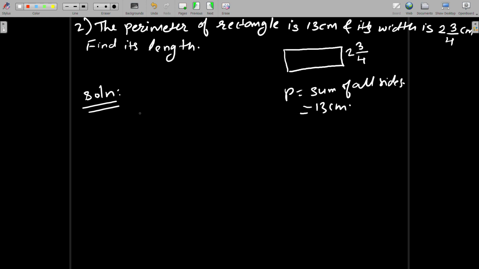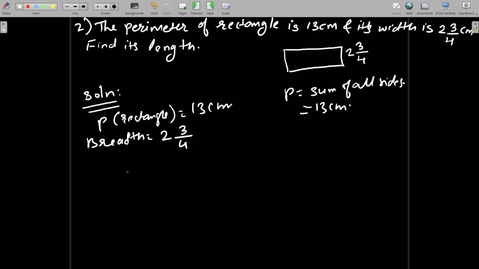So we will say that the perimeter of the rectangle is equal to 13 centimeter. This is one thing. Width, that is nothing but breadth, is equal to 2 3 by 4. Now if we simplify this, 2 3 by 4 is a mixed fraction, right? So 4 2s are 8 plus 3 divided by 4, it is equal to 11 by 4. So the breadth is 11 by 4.